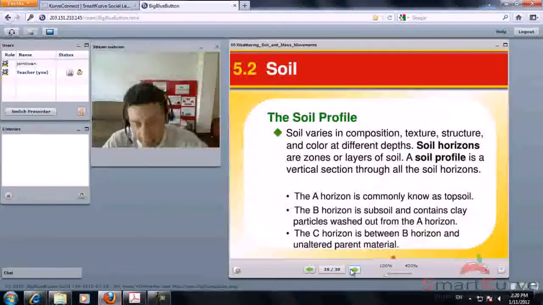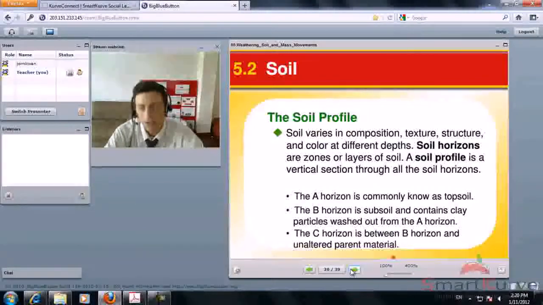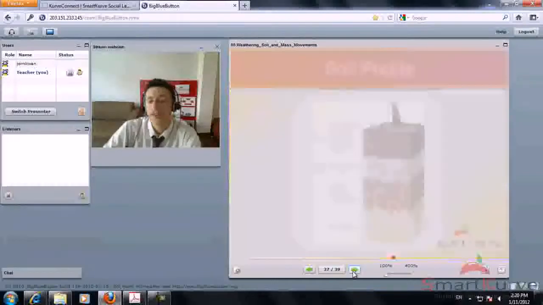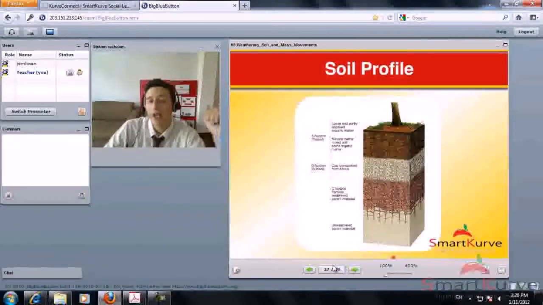Slide 26. Soil varies in composition, texture, structure, and color. Soil horizons are zones or layers. A soil profile is a vertical section. To break that down a little bit further, we look at three different horizons. The A horizon, which is known as topsoil. You can see all of this on slide 27.